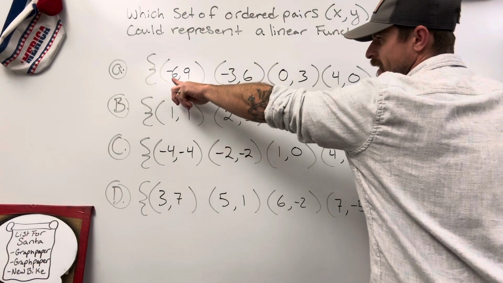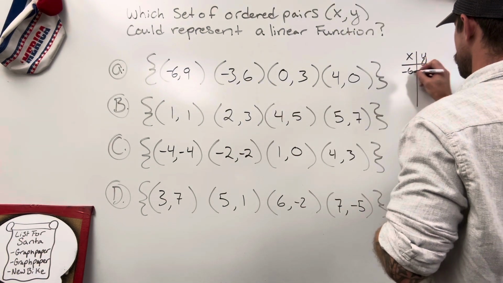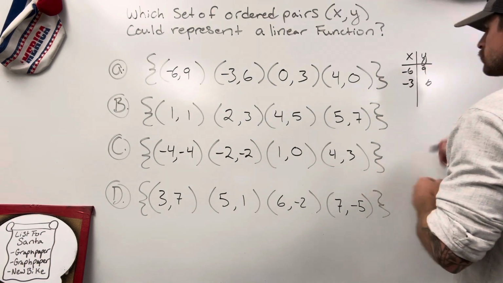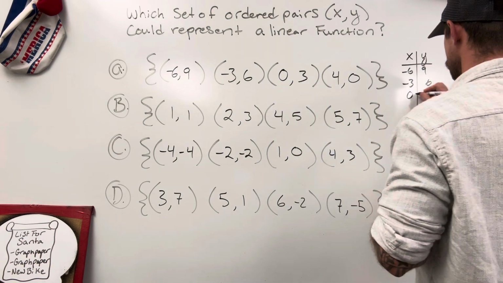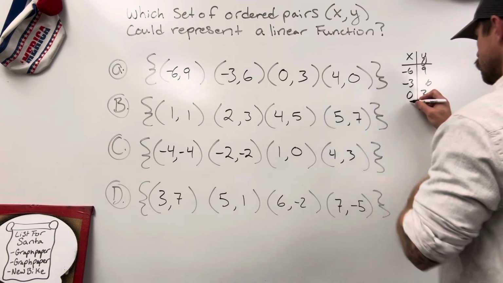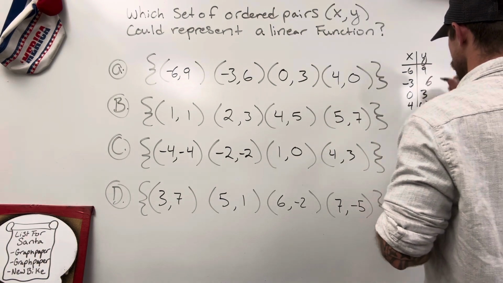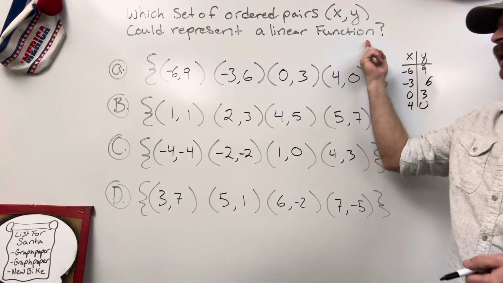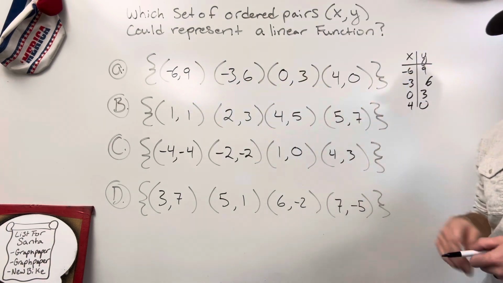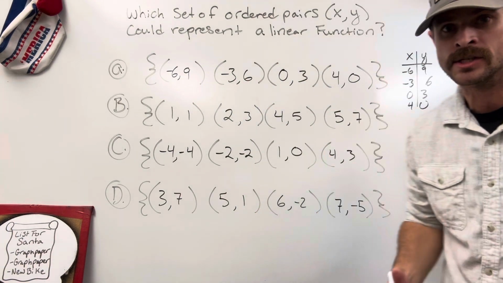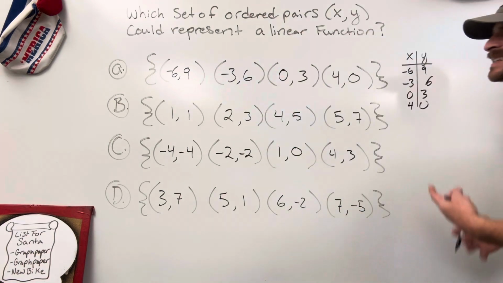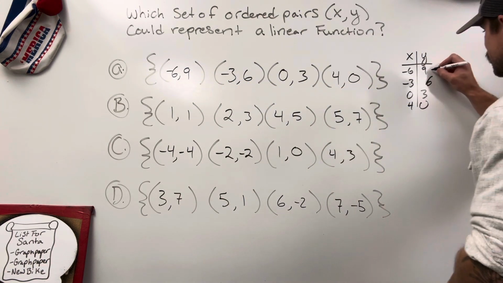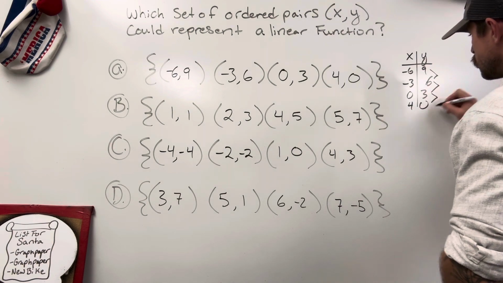For example, -6 is going to produce a 9. -3 is going to produce a 6. 0 produces a 3. And 4 produces a 0. So this table right here is now a lot easier for me to determine if it's linear or not. Sometimes when we have a list like this, just because it's horizontal, there's a lot of numbers and they're organized a certain way, it's not as easy to see if there's a consistent pattern throughout. When we have a table of values, we can just do our change lines off to the side here.